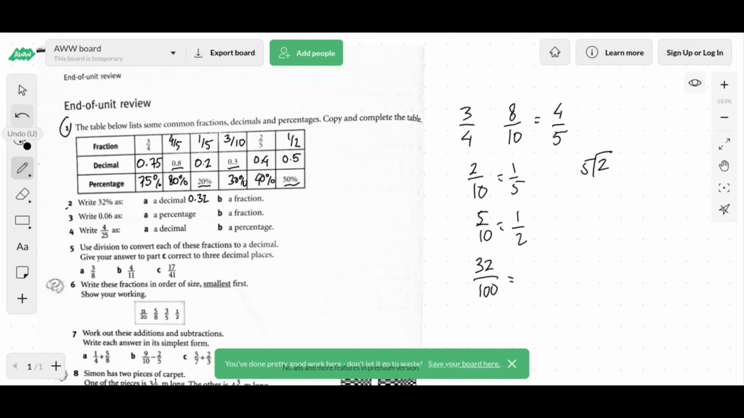Just simplify it by 2. Okay, divide by 2? Correct. And then do 25. So you can do it step by step, by 4. 16/50. 8 over 25. Okay, so what's that? 8/25. Now 0.06 as a percentage.